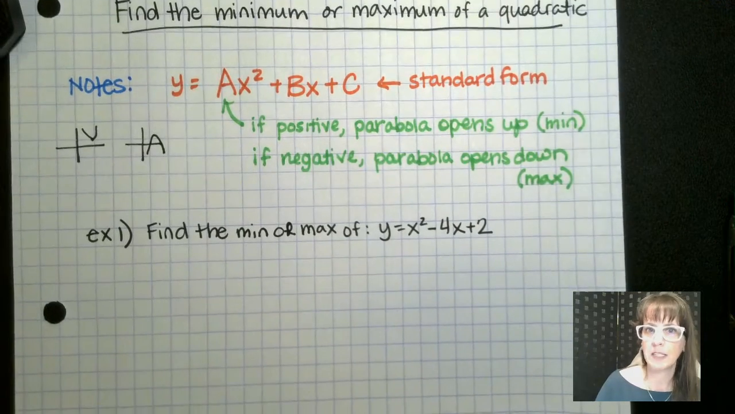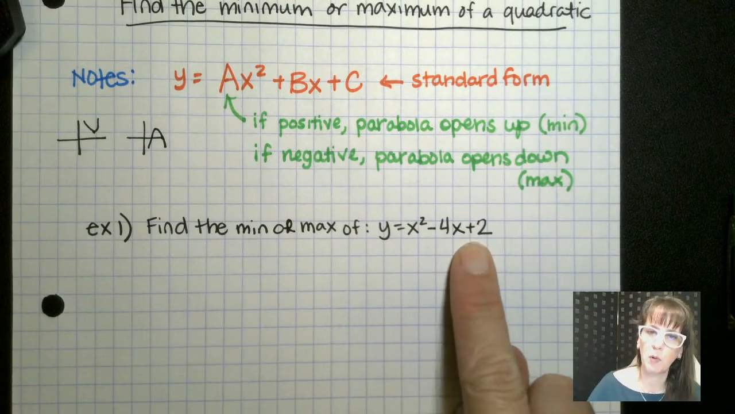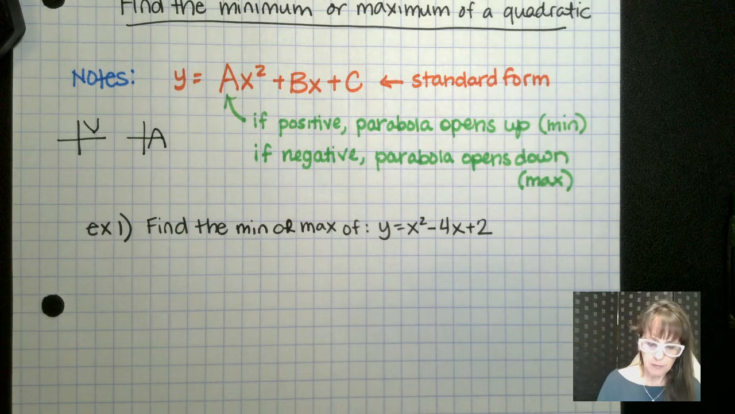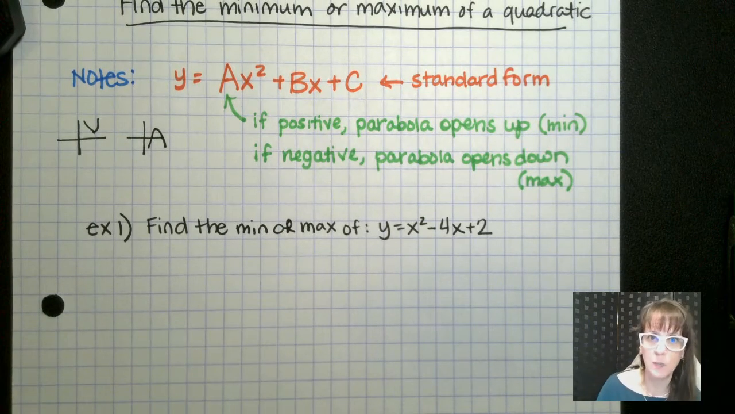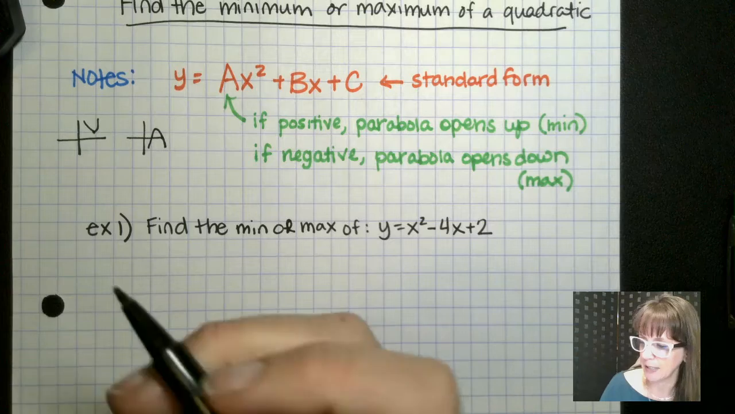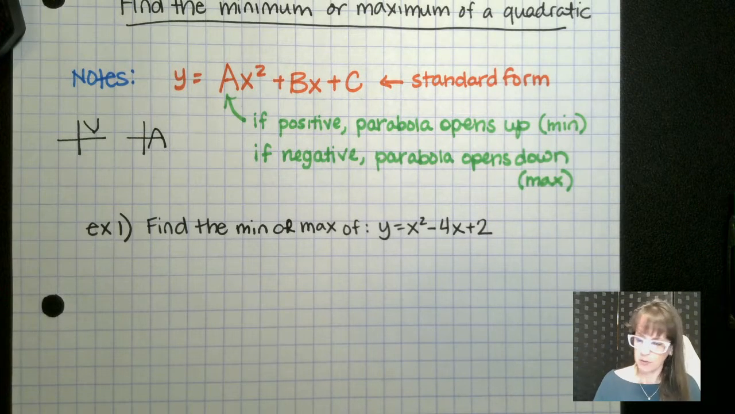Find the minimum or the maximum of y equals x squared minus 4x plus 2. Well, the first thing we notice is that our a here is a 1, and that is positive. So that means it's going to be opening up, which means we're going to have a minimum. And the way we do that now is to find the vertex.